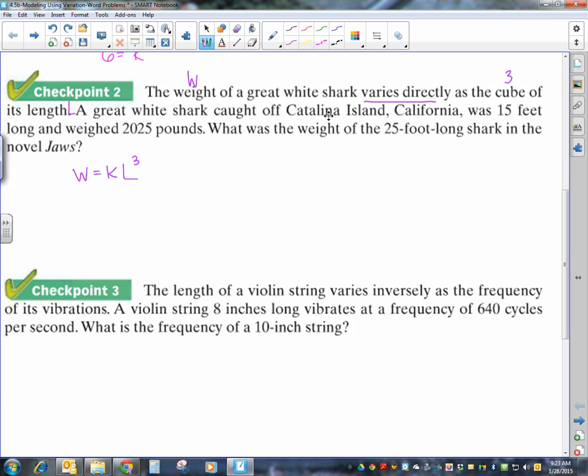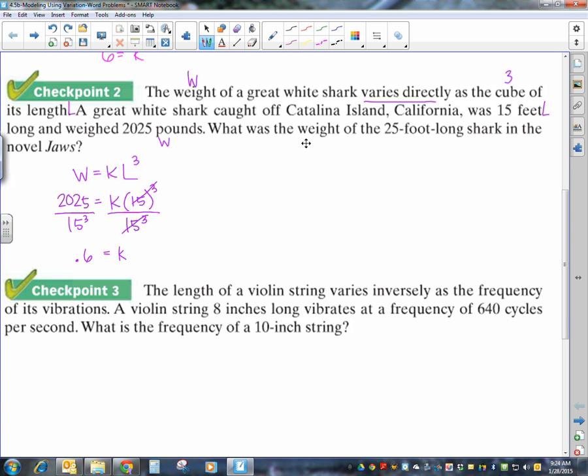The great white shark caught off Catalina Island, California was 15 feet long. There's my length, and weighed 2,025 pounds. That's my W. So I'm going to plug in 2025 equals K. My length was 15 cubed. So I'm going to divide both sides by that large number, 15 cubed. And when I do that, I get a decimal of 0.6. I did not round it. Okay, that's what it came out to be.